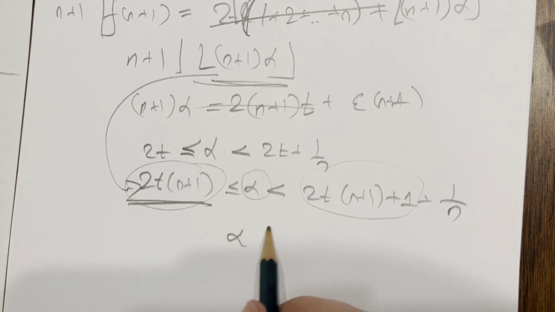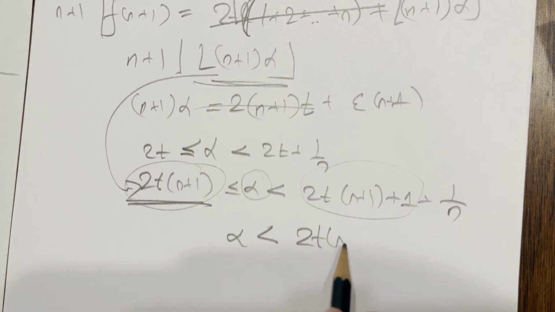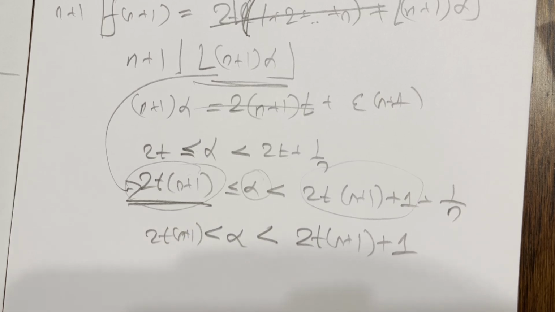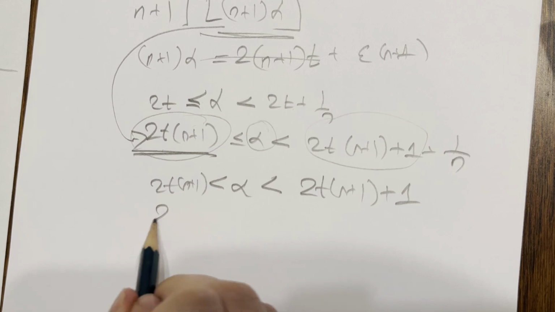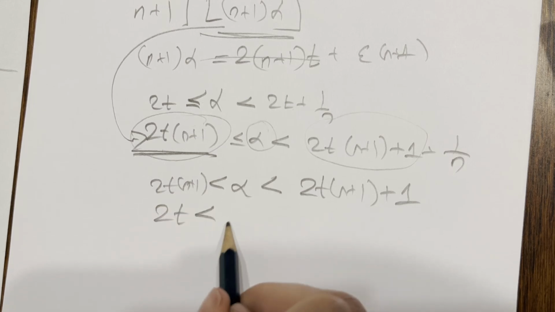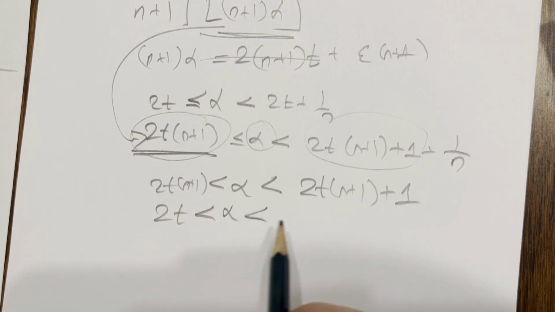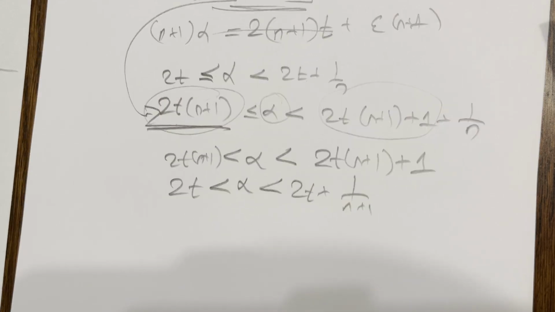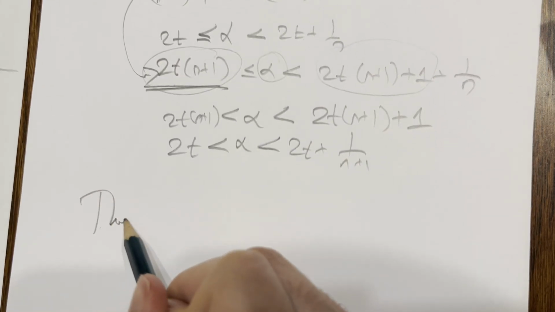In other words, alpha must be less than 2t n plus 1 plus 1 and greater than 2t n plus 1. Divide both sides by n plus 1 and you get 2t, alpha is greater than that, and less than 2t plus 1 over n plus 1. This finishes up the problem, and as always, thanks for problem solving.